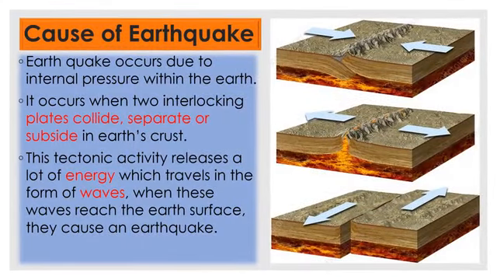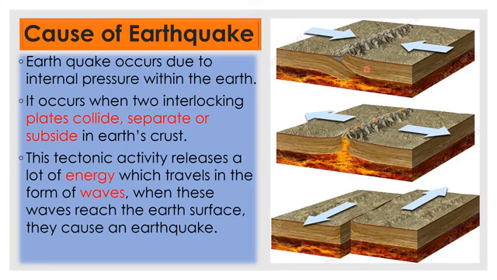Now we have seen various tectonic plates on the surface of Earth. So it will be easy for us to understand the cause of earthquake. An earthquake occurs due to the internal pressure within the earth. Because of this internal pressure, there is a movement in these tectonic plates. The earthquake occurs when two interlocking plates collide, separate, or subside in the earth's crust.